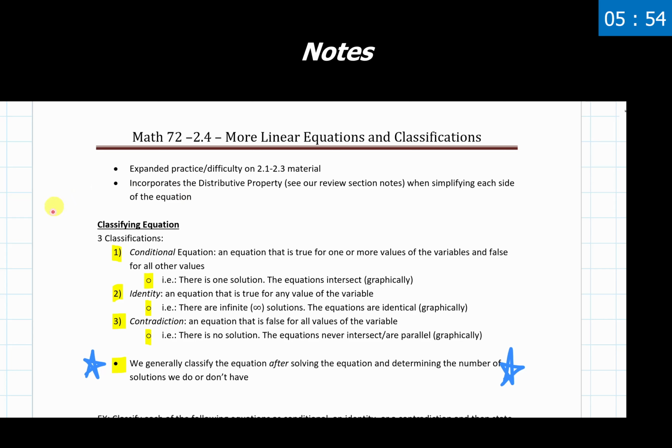My recommendation to everyone is that we don't classify until after we solve the problem. I do not think there is any reliable way to just look at an equation that's been given to us and say, hey, I know exactly how many answers there are going to be, or if this thing's a conditional equation, an identity equation, or a contradiction equation. I don't think there's any way at the beginning to predict that.